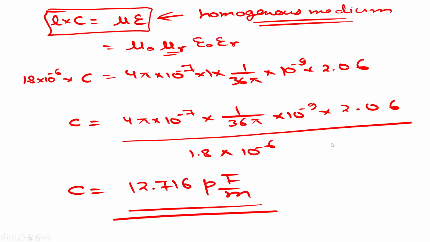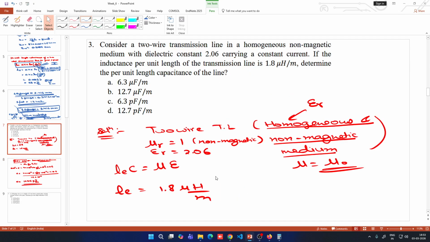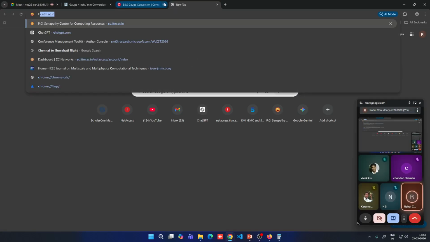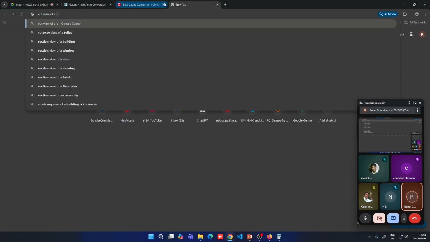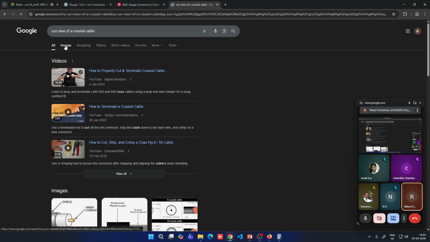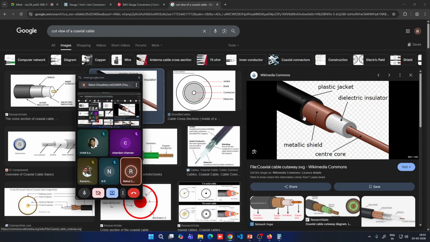Homogeneous medium means the dielectric material remains the same throughout the length of the wire. So I hope you got the idea what this dielectric material means here. If you see any cross section of a coaxial cable, it looks something like this. So yeah, this is what a regular coaxial cable looks like. This is the normal plastic jacket, this is the metallic shield or outer conductor, and this is the dielectric medium between conductor 1 and conductor 2.